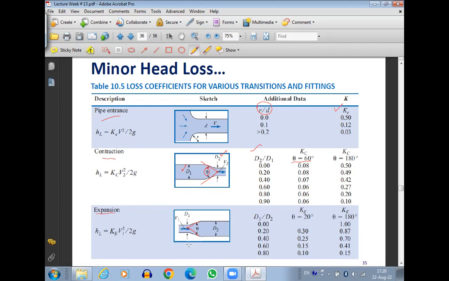If we know the angle of expansion and the diameters D1 and D2, we know the ratio D1 by D2. Corresponding to that, we can find out the loss coefficient for the case of expansion. So this is for the case of pipe entrance, this is for the case of pipe contraction, and this is for the case of pipe expansion.